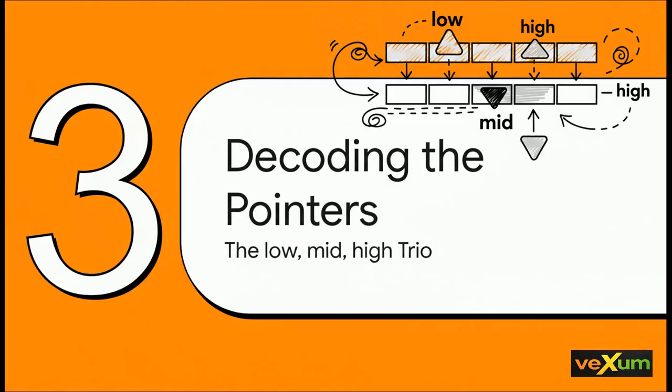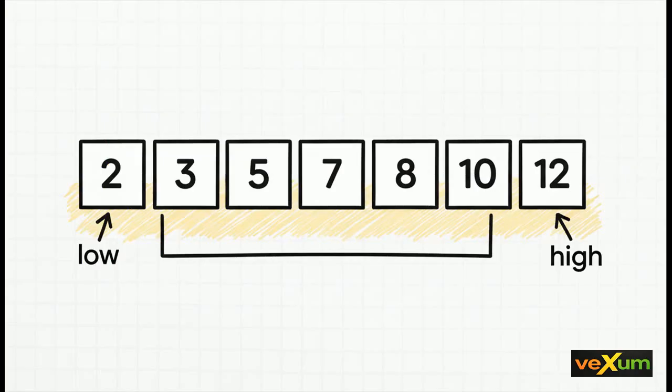Let's get a little more technical and look at how the computer actually keeps track of everything. It doesn't actually delete parts of the list. It uses these handy little markers called pointers. So instead of making new, smaller lists over and over, the computer just uses 3 variables. Think of them as bookmarks. Low marks the beginning of the section we're searching, and high marks the end. At the very start, that's the whole list.